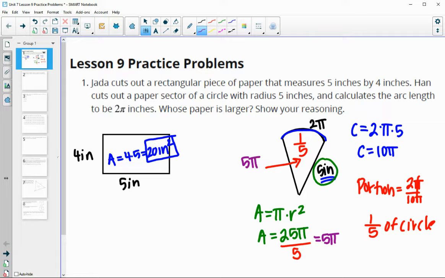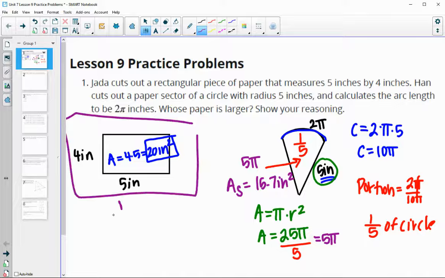And so we want to compare that to 20. So we would want the decimal version of this. So 5 times pi gives you that the area of this little sector here is approximately 15.7 inches squared. So that means that Jada's is going to be bigger.